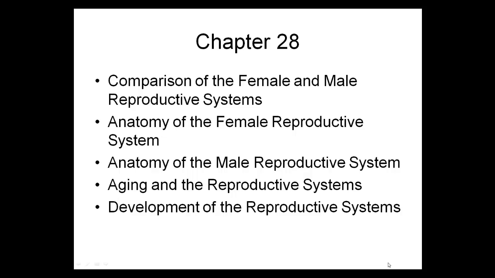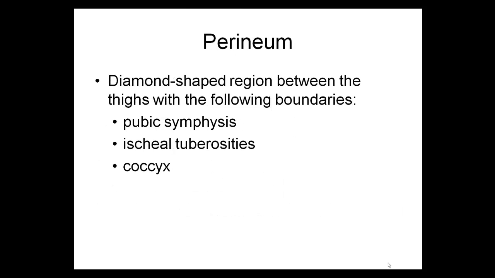Hi and welcome to this review of the reproductive system, from an anatomy perspective. We will start with the female reproductive system and then we will move into the male organs afterwards in the next video. So if we start first with talking about the perineum, it is the area where the external genitalia and the anal opening will be located.